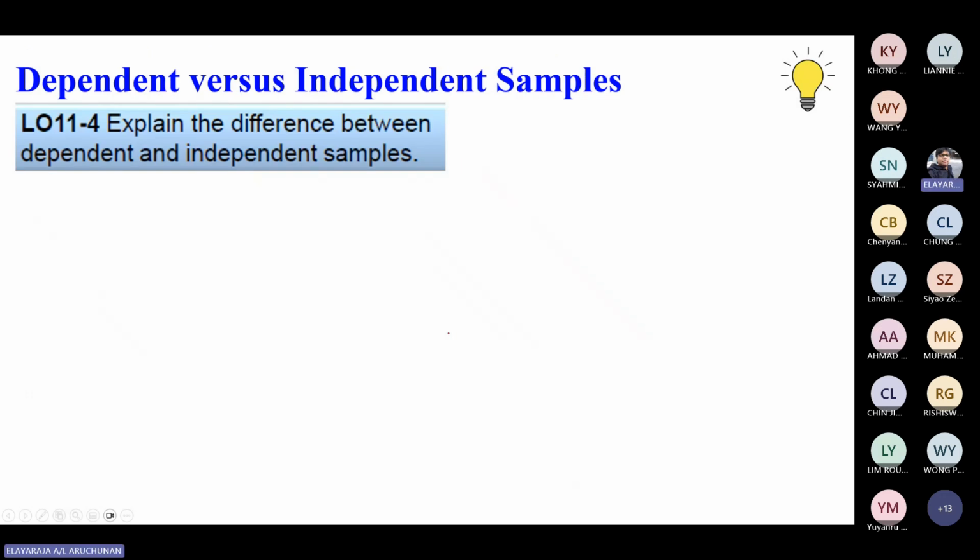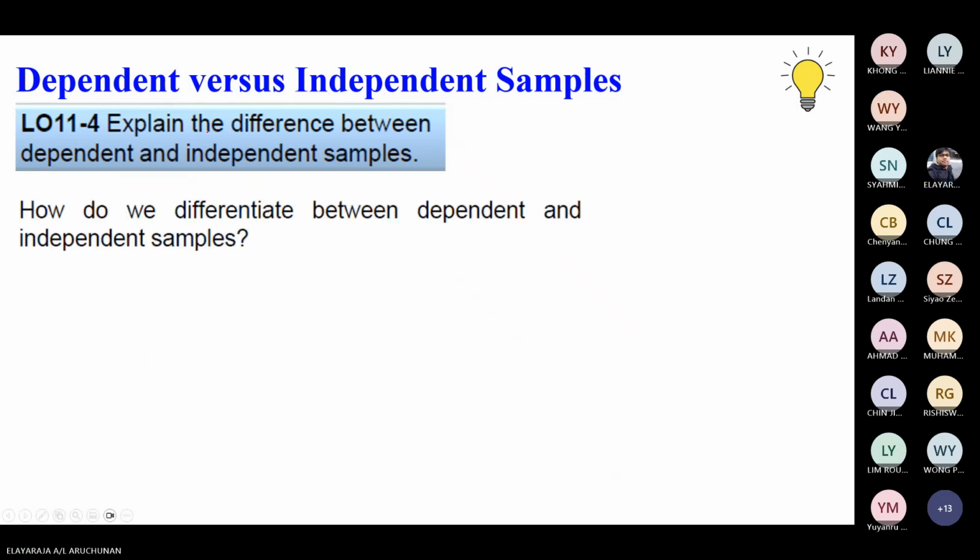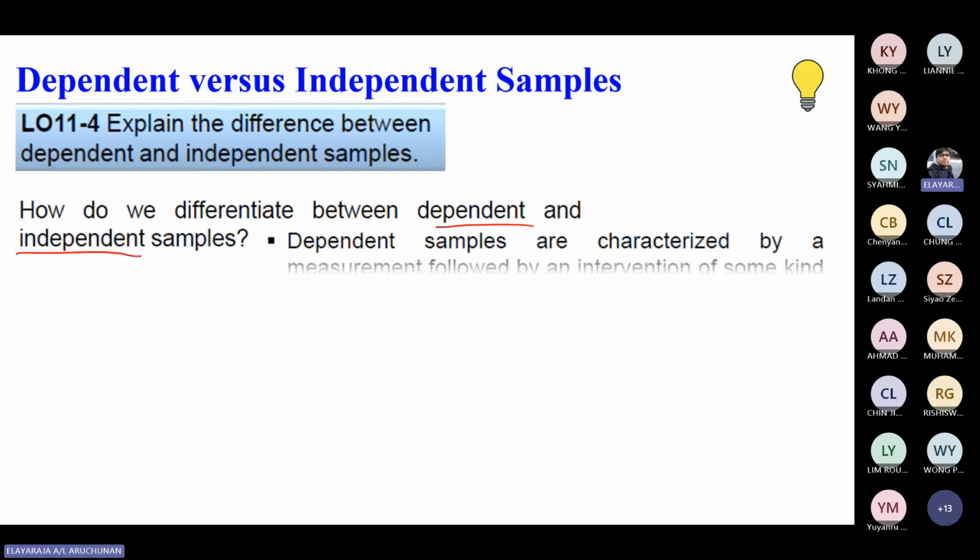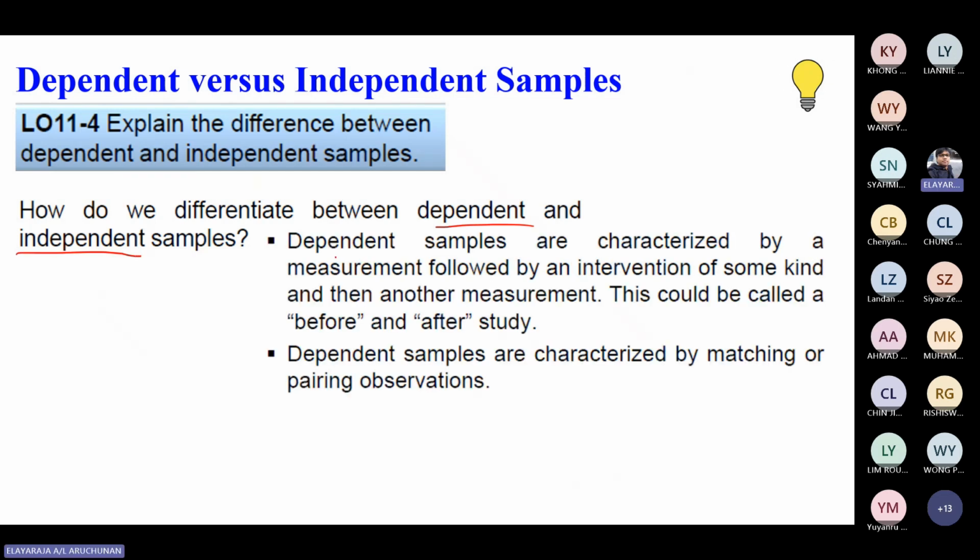Okay, now moving on, we're going to explain the dependent versus the independent sample. So how do we differentiate between the dependent and the independent sample? Okay, it's very simple. There are some procedures. First, dependent samples are characterized by measurements followed by an intervention. Interventions mean something like before and after. So it's connected one to another. So that's the first thing.